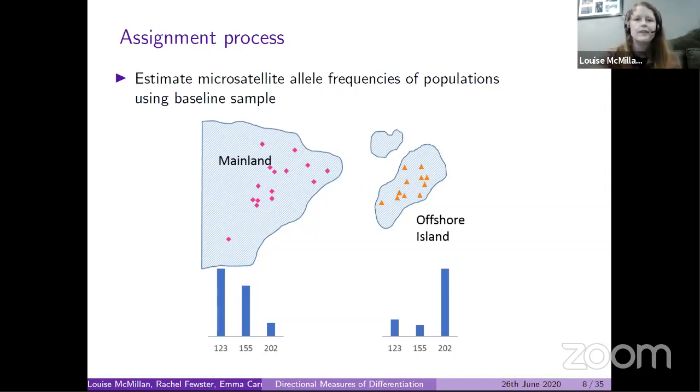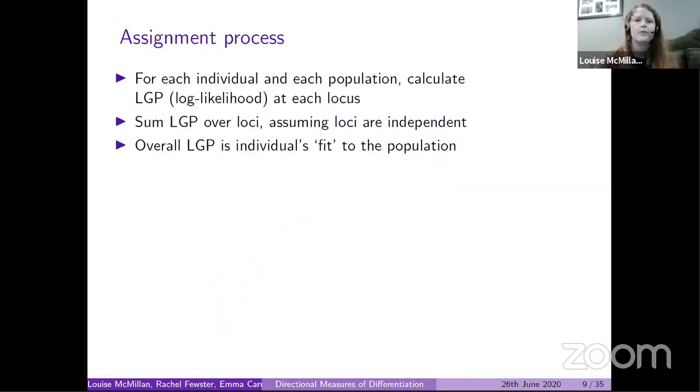So once we've estimated the allele frequencies in the populations based on those samples, we can then look at an individual genotype and calculate what is the probability of getting that genotype based on the estimated allele frequencies in that population. And we can do this for all the different loci and then sum up all the log genotype probabilities to get an overall log genotype probability for each individual and each population. This is a likelihood, so a log likelihood, so it indicates the individual's fit to the population.